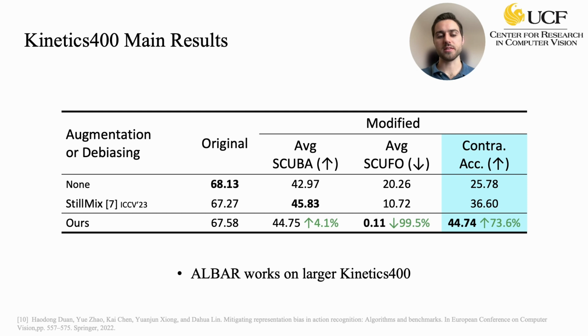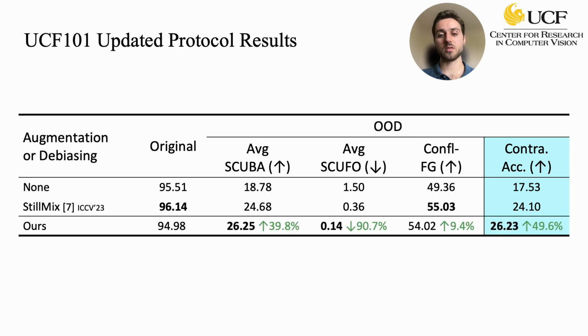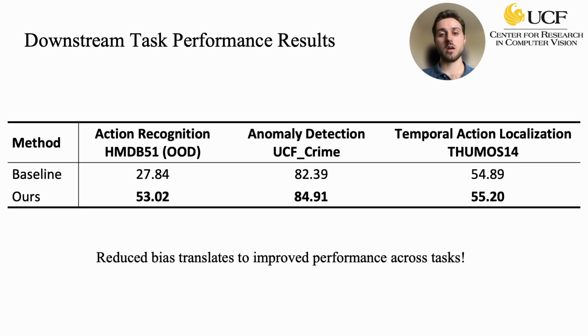Our approach also scales to the much larger Kinetics 400 dataset. The existing UCF 101 protocol used bounding boxes to separate the foreground and the background. However, we update this to use segmentation masks, and as a result, we get state-of-the-art performance. Notably, our work doesn't just overfit to this action recognition task. We find that this debiasing actually results in improved performance on downstream anomaly detection and temporal action localization tasks.